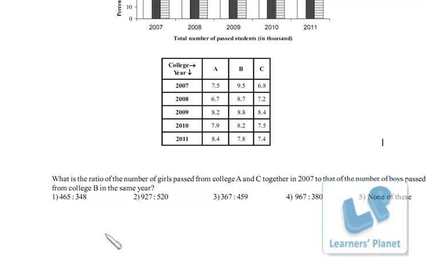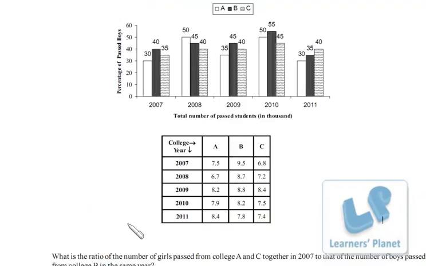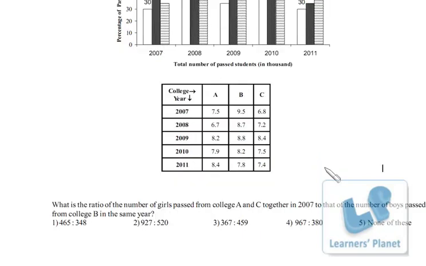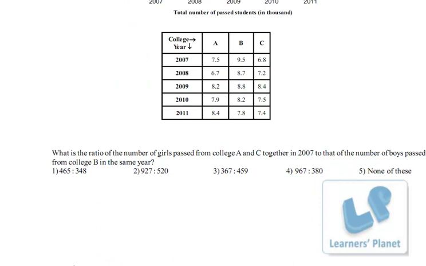So we see the first question. What is the ratio of number of girls passed from college A and C together in 2007 to that of number of boys passed from college B in the same year? Okay, so 2007 college B. First of all, in 2007 college B, 40% boys are passed, right? And how many students are there? 9,500. So in denominator we'll have 9500 into 0.4.